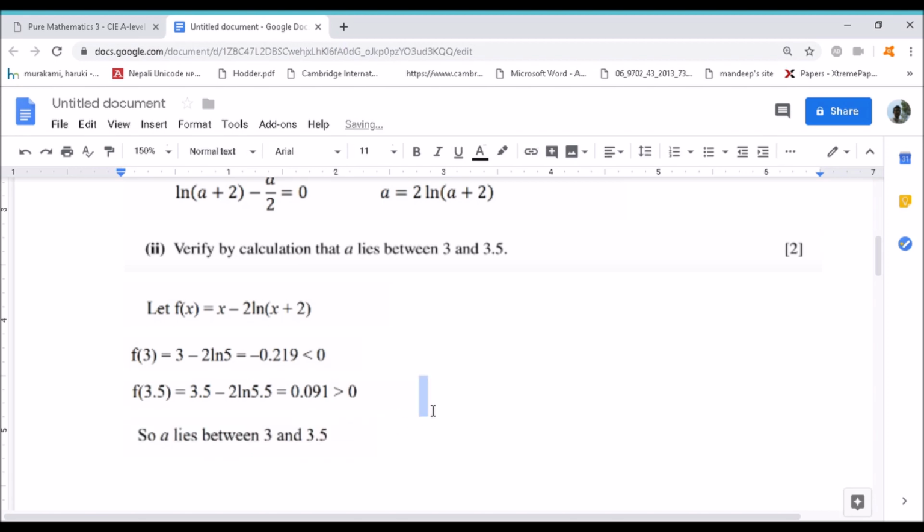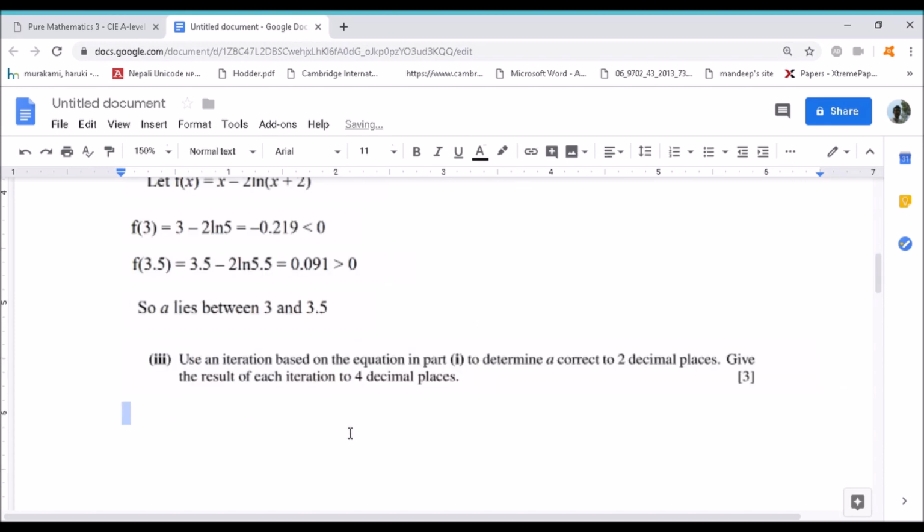It's just to do this, so a lies between 3 and 3.5. Now after this, question number 3: use an iteration based on the equation in part I to determine a correct to 2 decimal places. Give the result of each iteration to 4 decimal places.